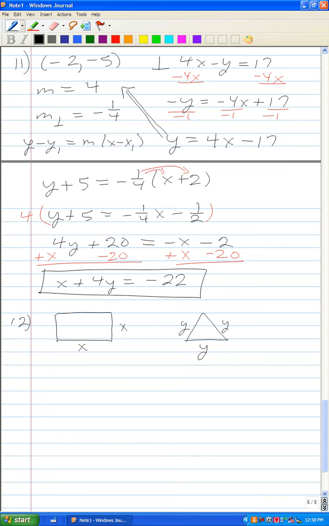If each side of the triangle is 6 inches longer than each side of the square, so I can write it actually a little easier than this. Each side of the triangle is 6 inches longer. And these, of course, are all in inches.